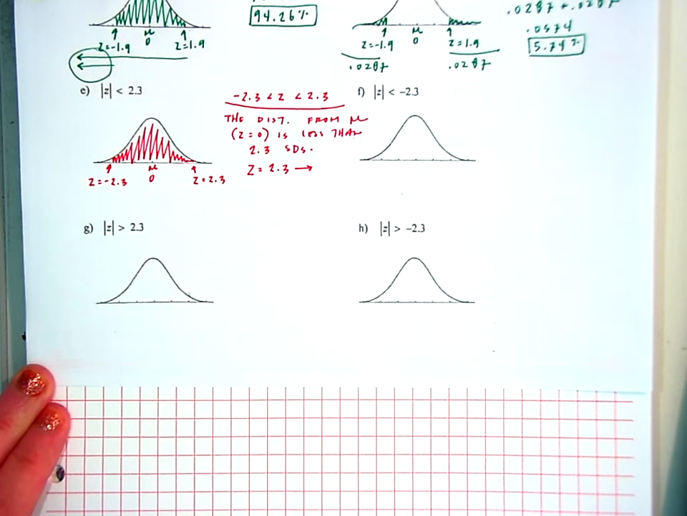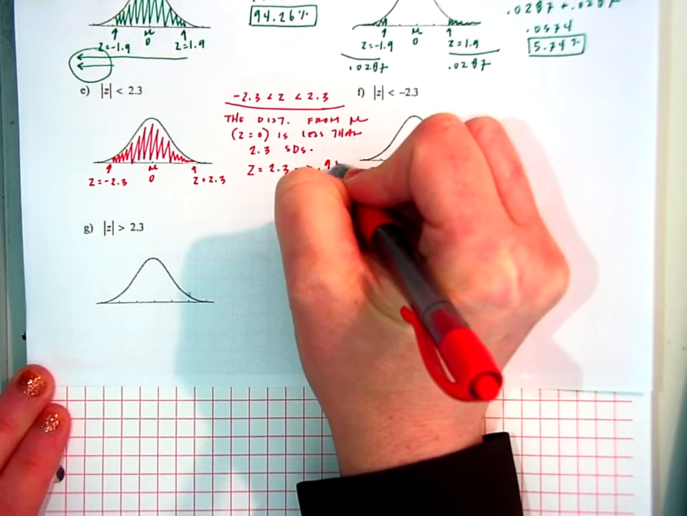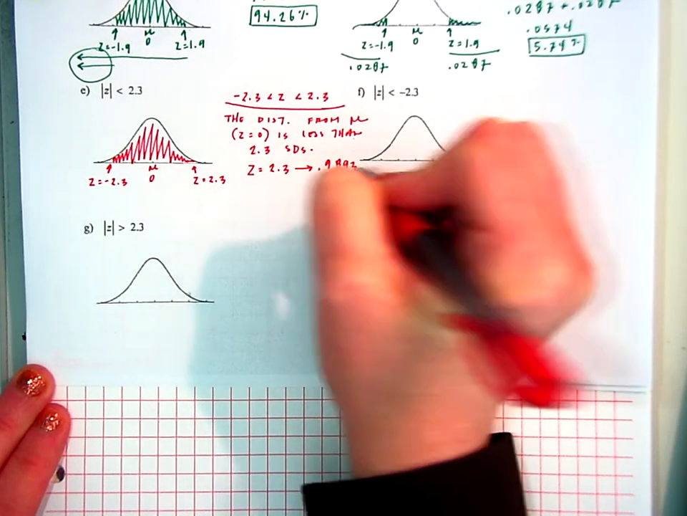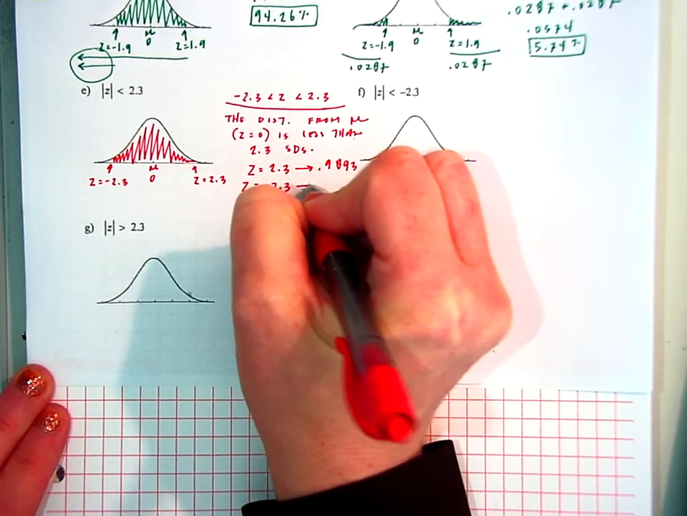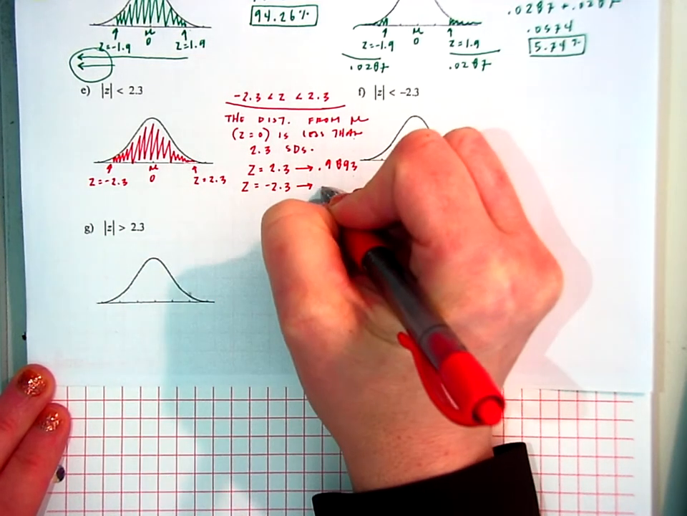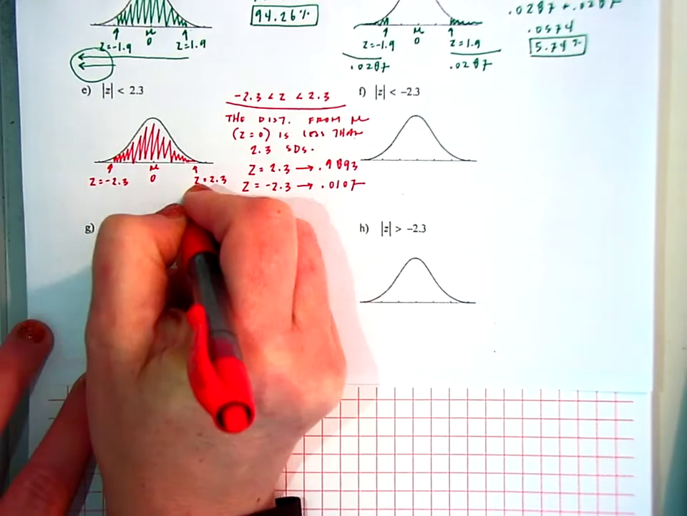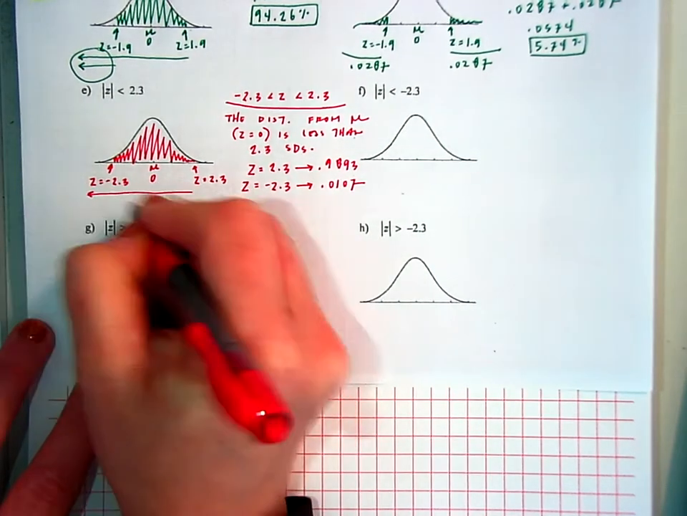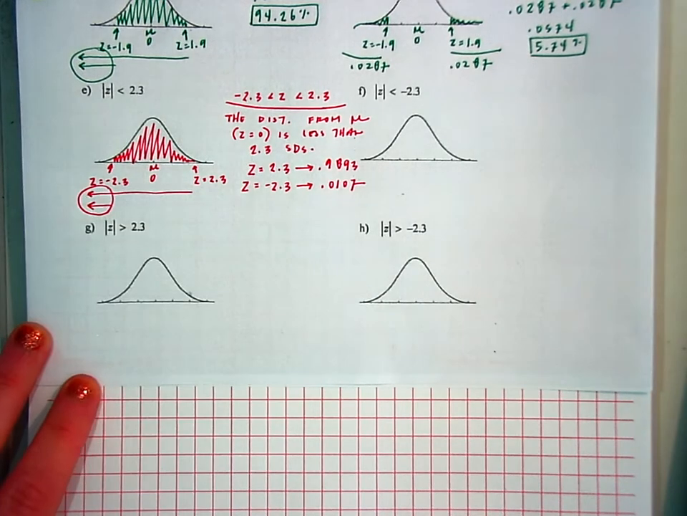So look up 2.3 on your chart. Look for the proportion that falls below it. We should see a 0.9893. Do the same thing for the negative 2.3. Okay, the proportion below would be 0.0107. So I'm looking at the area to the left here, the area to the left here, and I'm subtracting that small from the large.